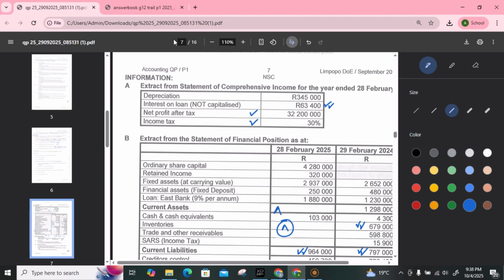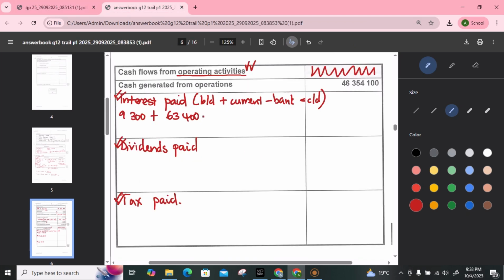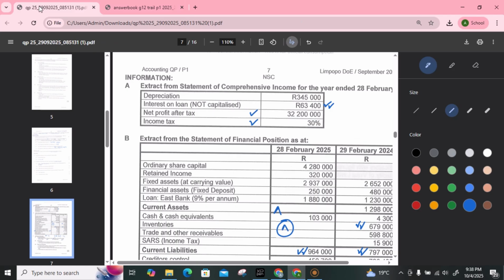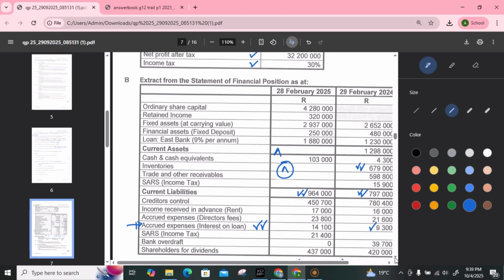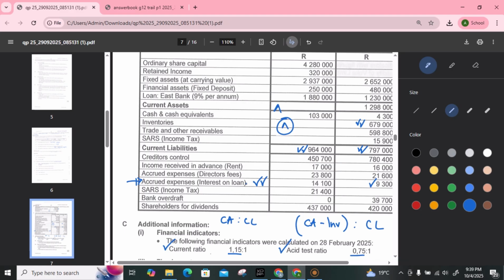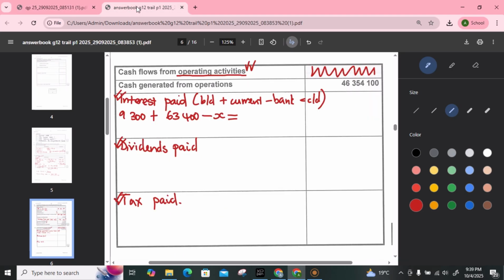So you take 63,400. Our bank is always going to be the unknown if we are handling the cash flow statement, because we want the actual cash which was paid through the bank for various items. So bank is always X, right? So is equals to our CD. That CD balance will then be extracted from the trial balance, accrued expenses, and we have 14,100 is equals to 14,100.